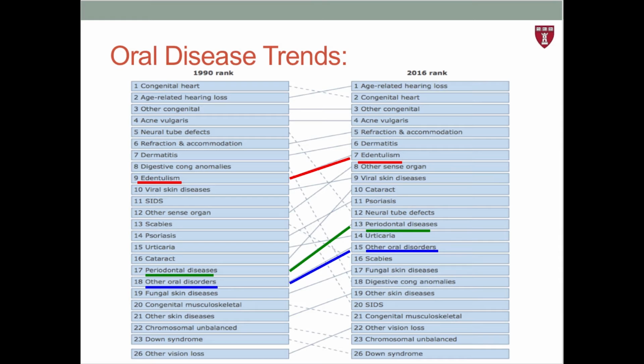Periodontal disease is green, and you can also see it's moving up. It's on the rise, moving from rank 17 to 13. And we're seeing this with other oral disorders, including caries and oral cancers. So even when we break it down more at the individual disease level, we're seeing all of these diseases and conditions are on the rise on average globally.